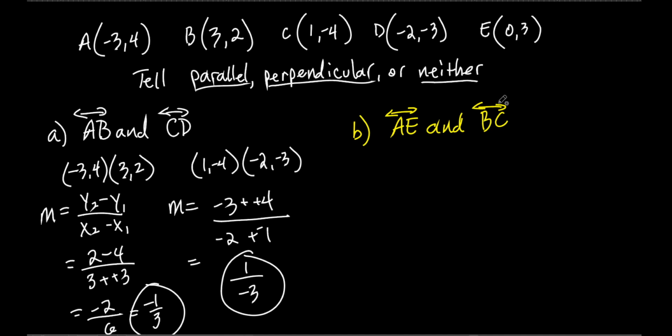Let's do AE and BC. We got 5 minutes left. I'll give you 2 minutes. Shouldn't even take 2 minutes. Don't just guess. I want to see your slopes.